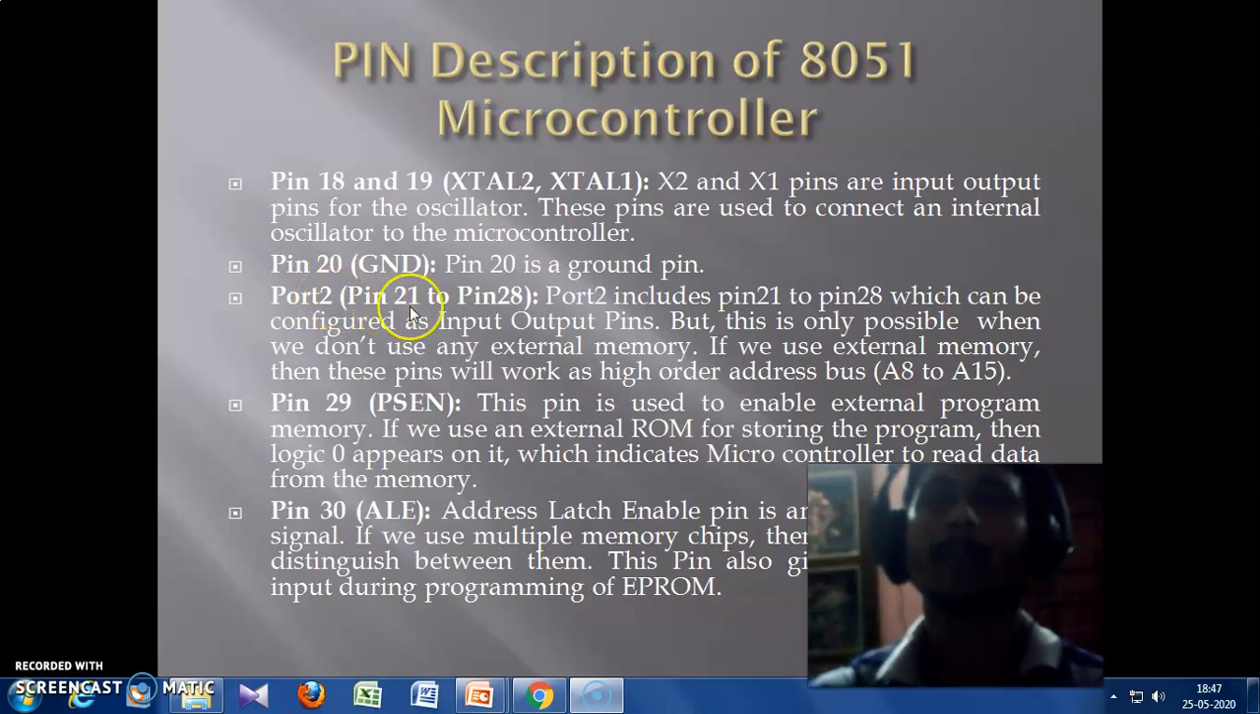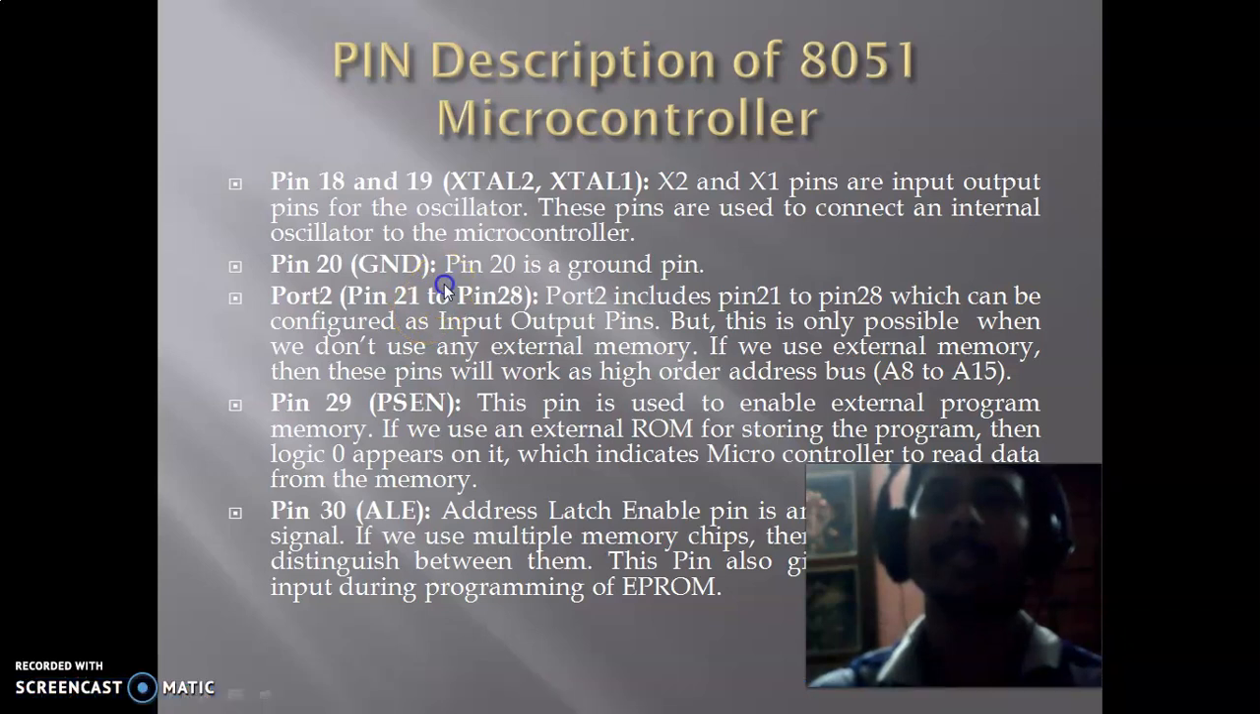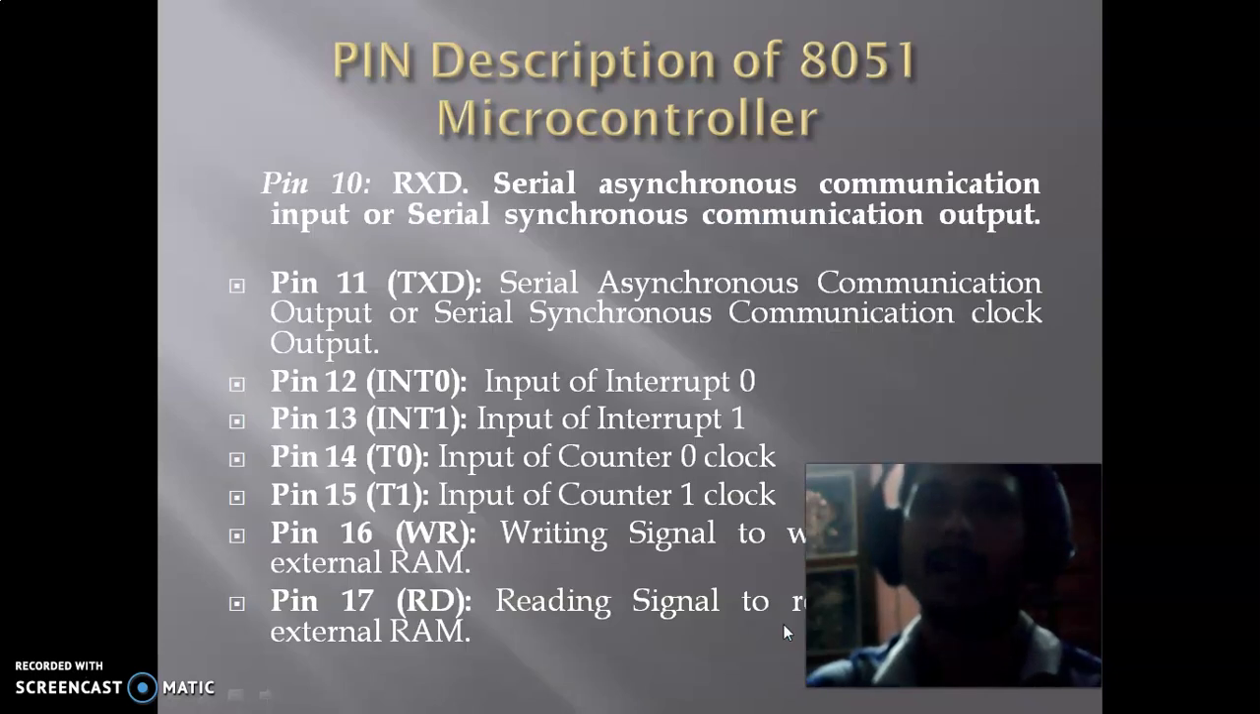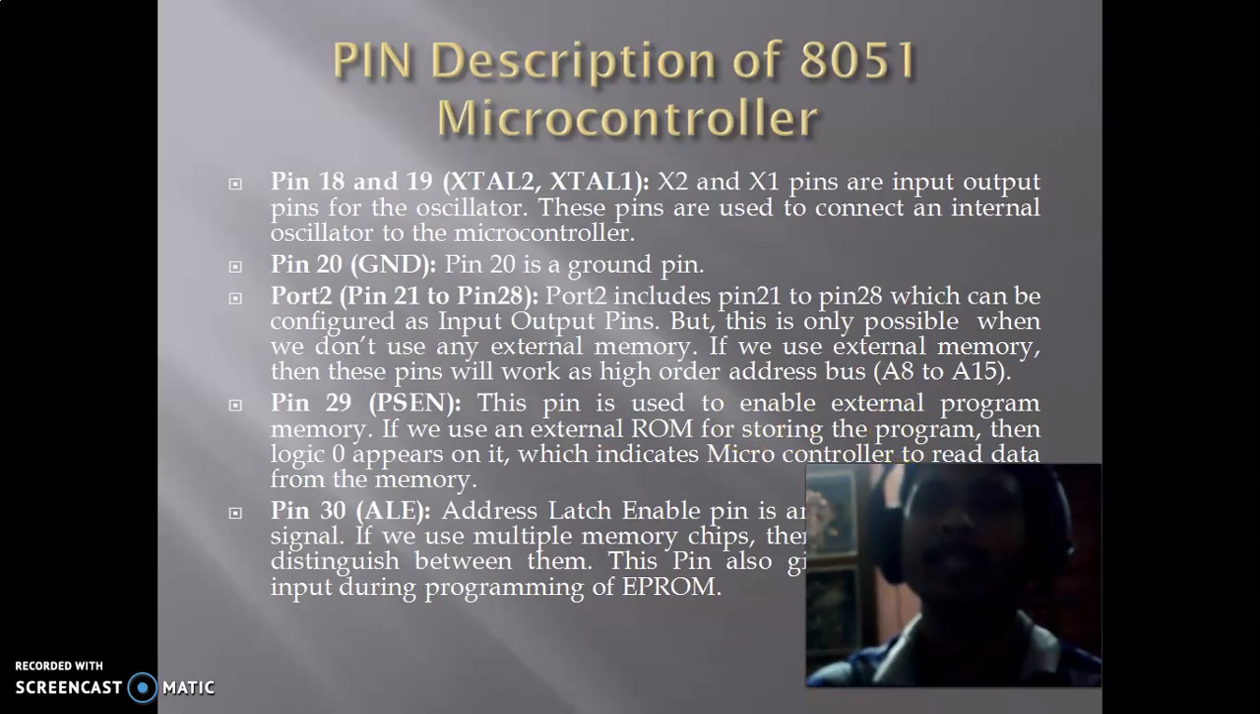Port 2 starts from pin 21 to pin 28. So pin 21 to pin 28 is port 2, and that can be used as a higher order address bus also. Meaning this port 2 can be used as an input output port, and whenever we want to connect any memory, addressing is needed, and at this time this port can be used as A8 to A15, that is, as the higher order address bus.